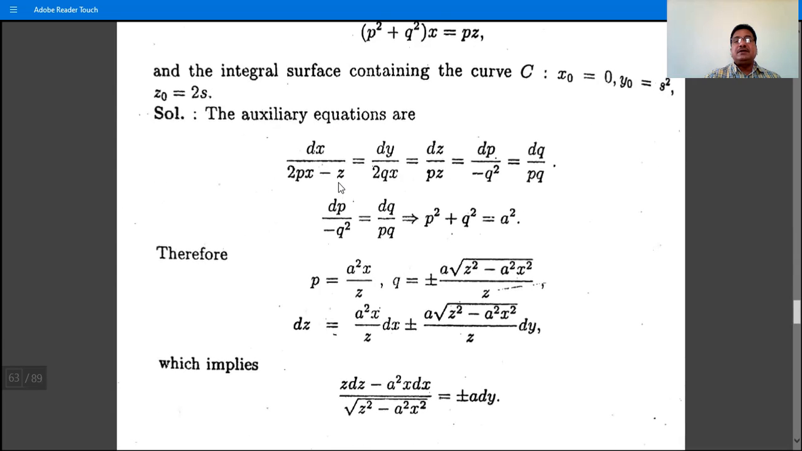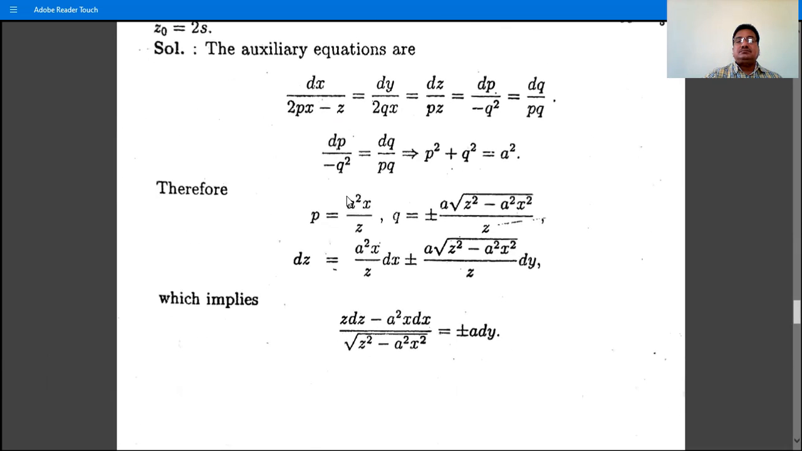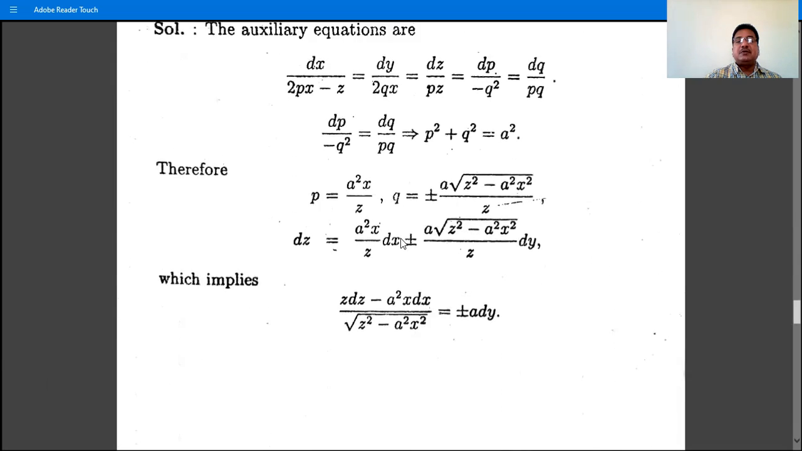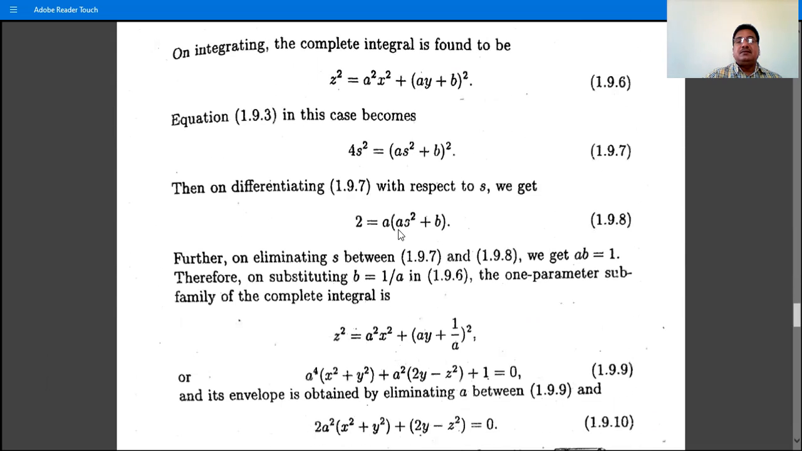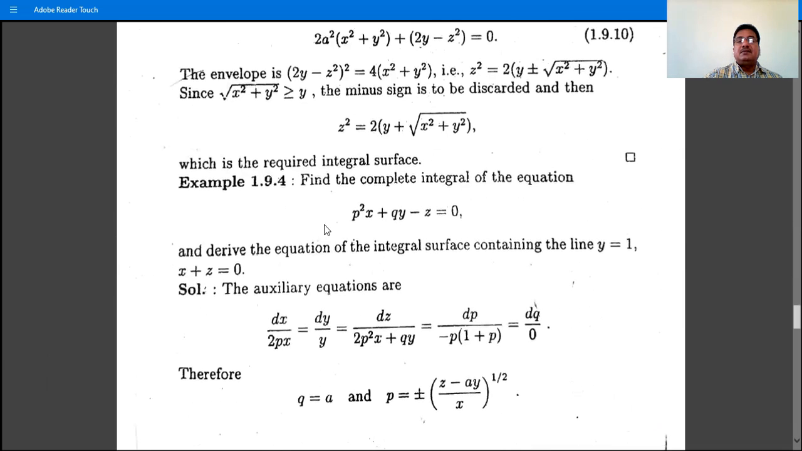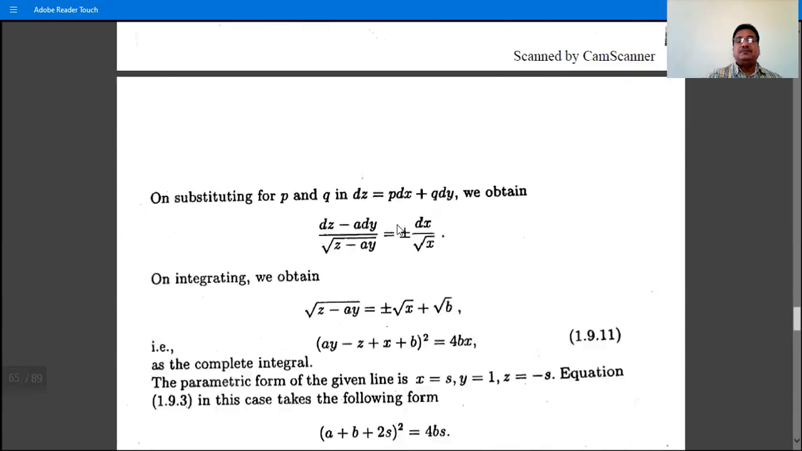The auxiliary equation is this. So eliminate this problem 1.9.3. Don't consider this problem. This is out of syllabus. Then also delete 1.9.4.